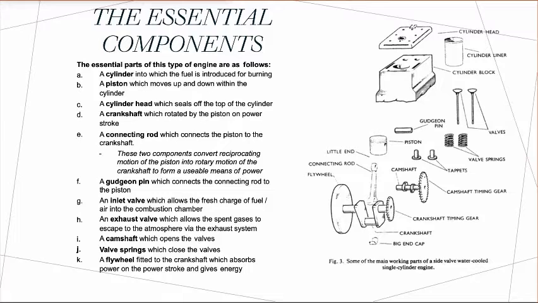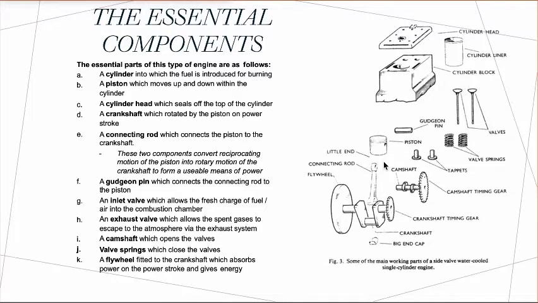The figure shows the essential components of an engine, and it consists of a cylinder. This is the cylinder block into which the fuel is introduced for burning, and then we have a piston which moves up and down within the cylinder, and we have the cylinder head where it seals off the top of the cylinder, a crankshaft which is rotated by the piston on the power stroke, and a connecting rod which connects the piston to the crankshaft, and these two components convert reciprocating motion of the piston into rotary motion of the crankshaft to form a usable means of power.